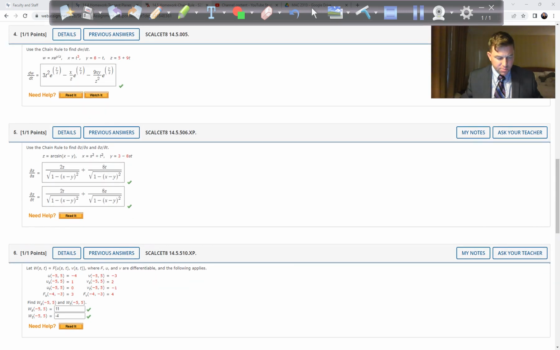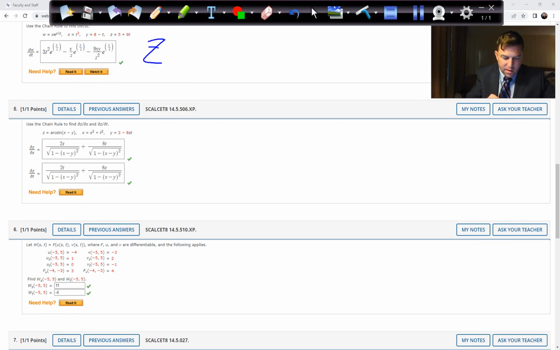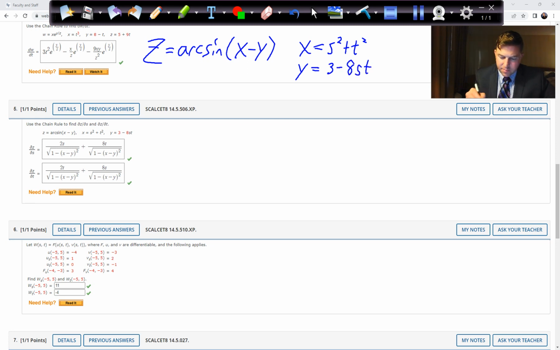If I remember right, this one's not as bad. Oh, maybe it is actually. z is equal to the arc sine of x minus y. Well, I'll write it when we get to it. x is s squared plus t squared, and y is 3 minus 8st. And they want dz/ds.